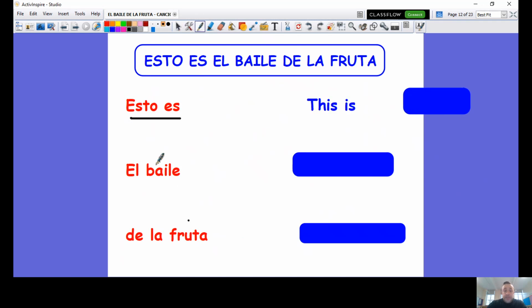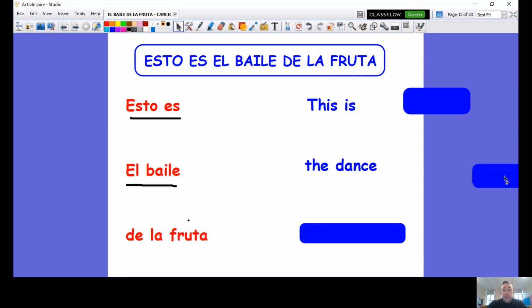The next bit says this. El baile. One more time from Mr. Bell. El baile. Say that one more time. El baile. Bien. El baile means the dance. So far, we've put this together. My turn, your turn. Esto es el baile. One more time. Esto es el baile.